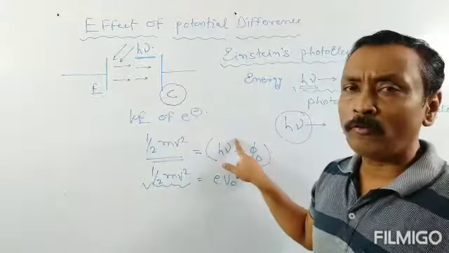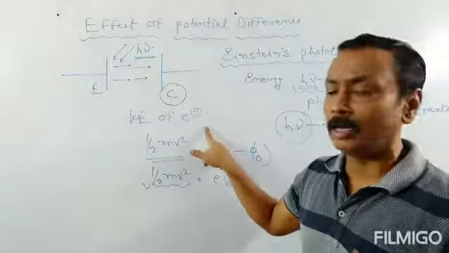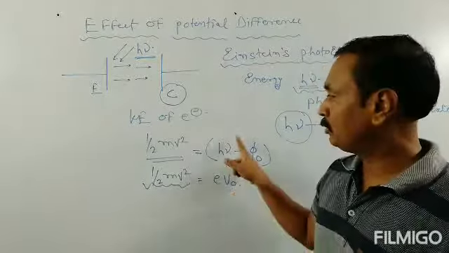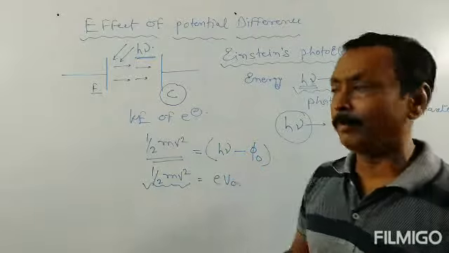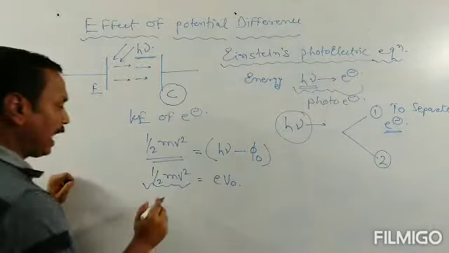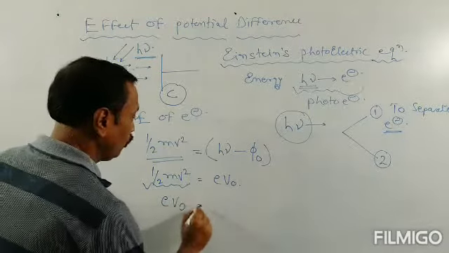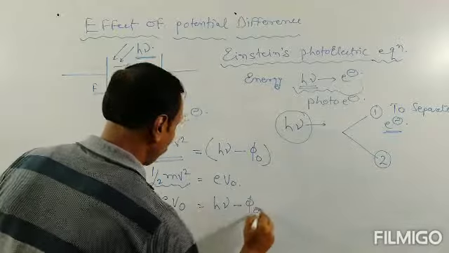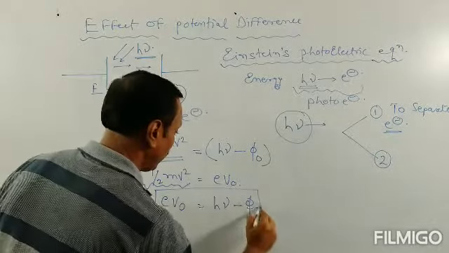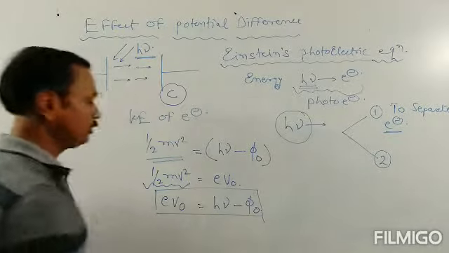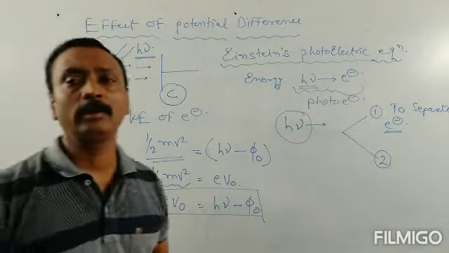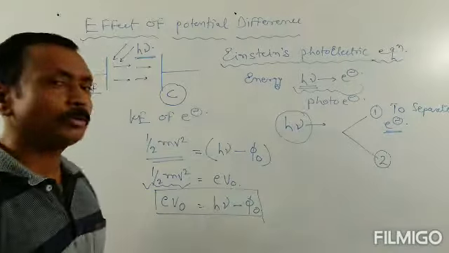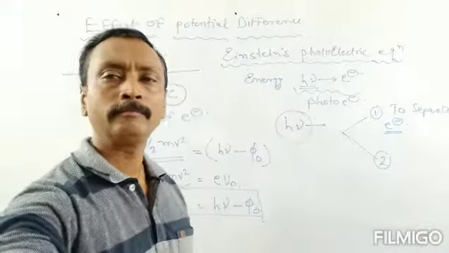So this is also the formula for the kinetic energy of that particular electron, and this is the kinetic energy, eV0. Both equations will be equalized, so we can write eV0 equals h nu minus phi0. According to Einstein, this is the photoelectric equation. Later on, we will discuss further cases.